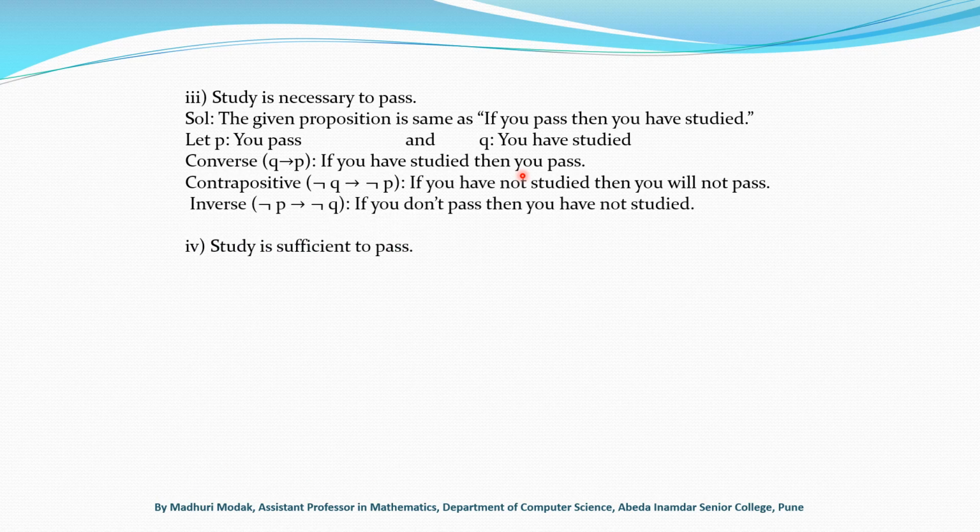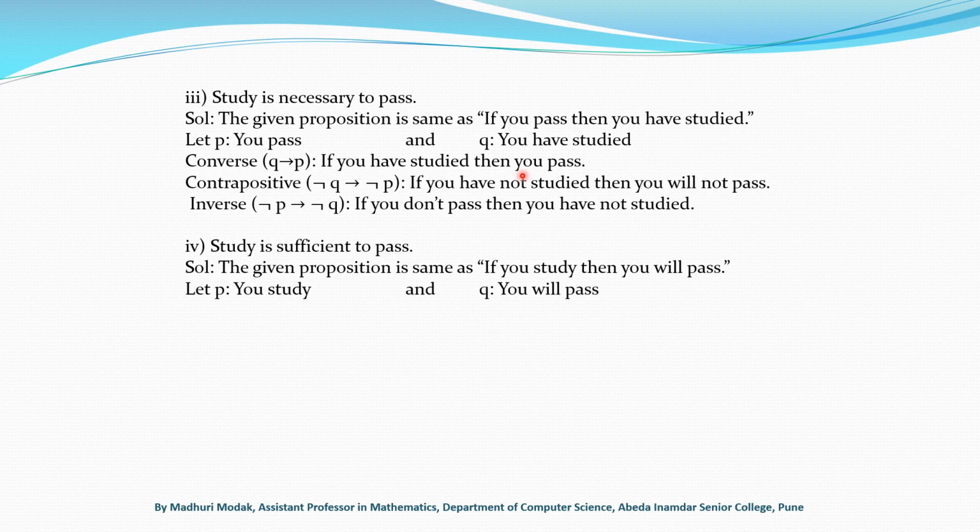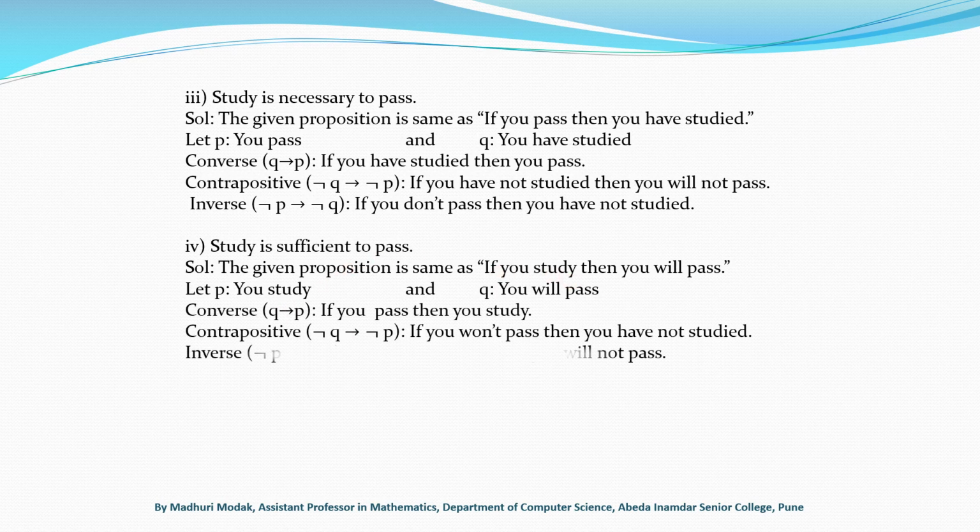inverse. Now, next is: study is sufficient to pass. It means if you study, then you pass, or if you study, then you will pass. So, once you convert it into the if then form, then you can identify what is P and what is Q. So, here P is you study and Q is you will pass. Now, you can write its converse, inverse, and contrapositive.